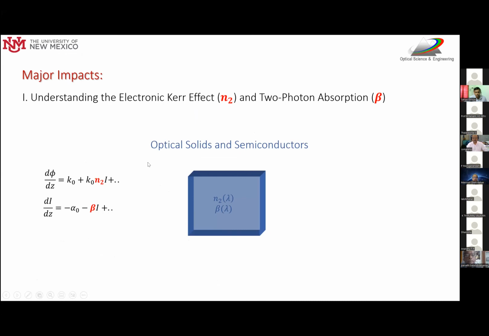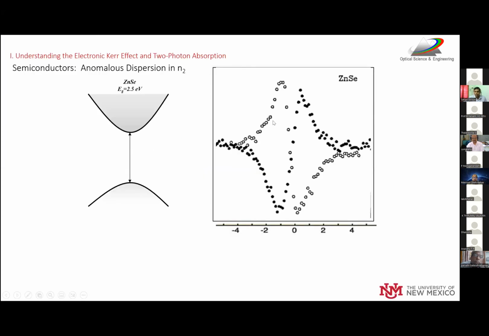Now, at the end, what I want to talk about, as I mentioned, is the impact of this technique, at least in the early days. The first thing was that it led us to a good understanding of the electronic Kerr effect and two-photon absorption in optical solids and semiconductors, and the relation between the two. And I'm going to briefly go through that.